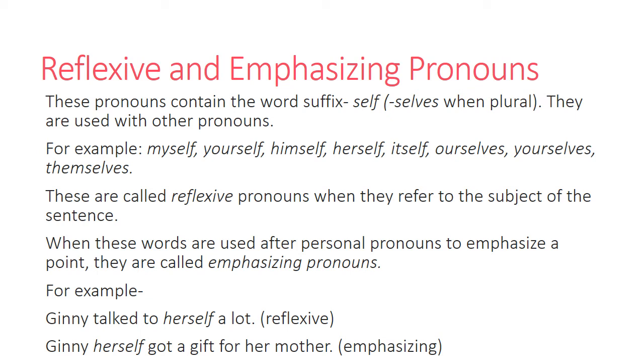Compare this pair of sentences. See how the second sentence has an extra emphasis on the subject. Here the same word, herself, the same pronoun, is used as reflexive and emphasizing pronoun. Ginny talked to herself a lot. This is a reflexive pronoun to the noun Ginny. Now, Ginny herself got a gift for her mother. Here, herself is emphasizing Ginny. Like Ginny got a gift for her mother, but more emphasis is given when Ginny herself got a gift for her mother.